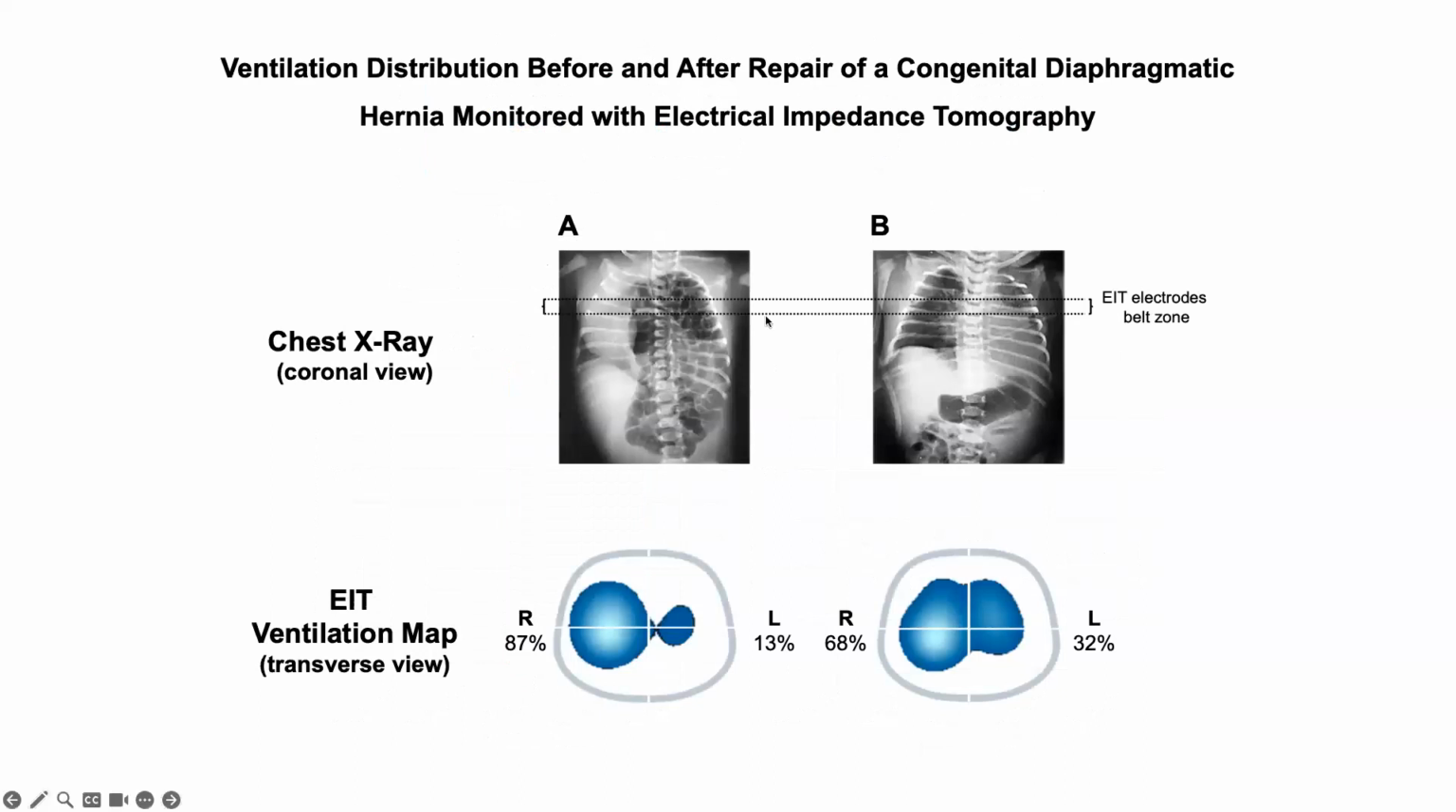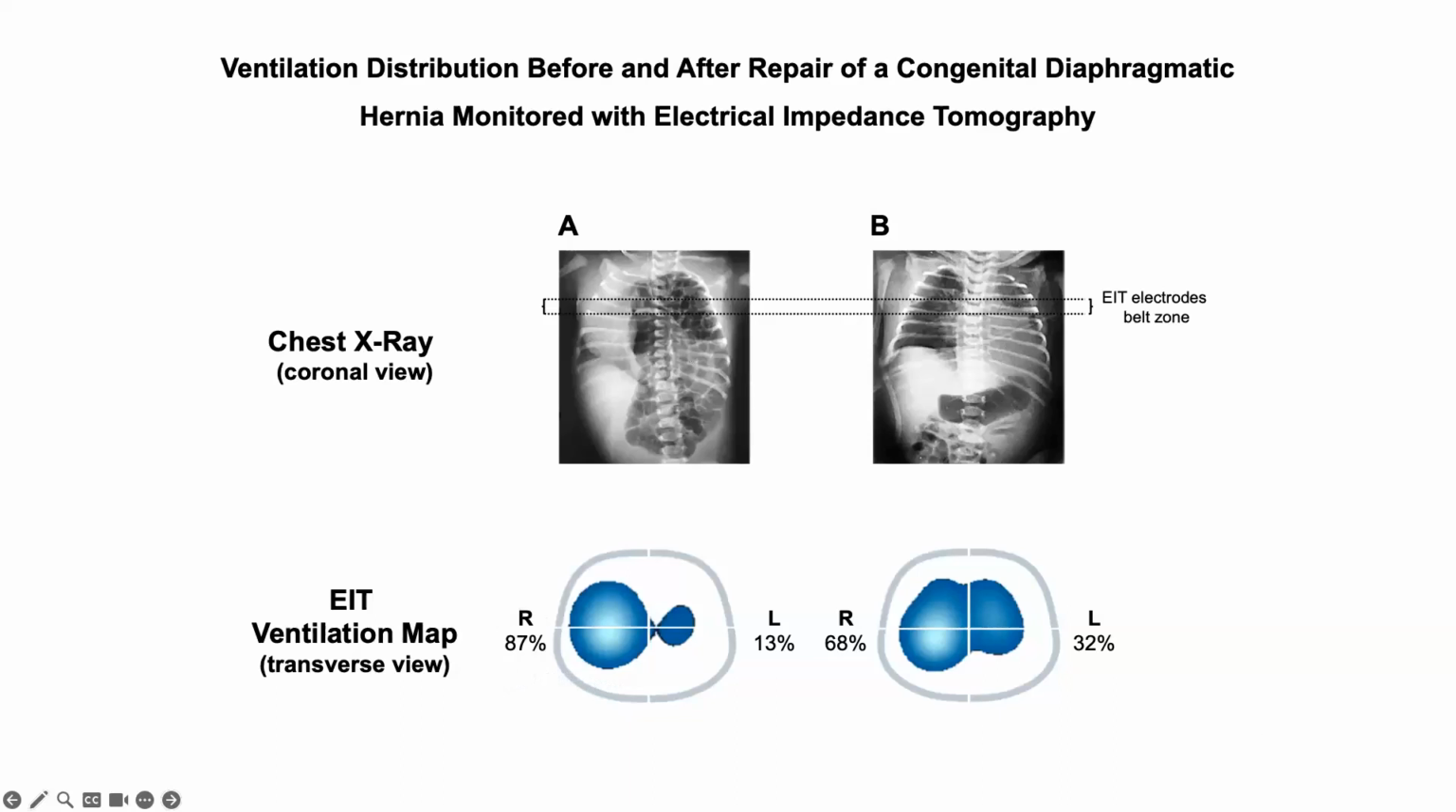We can also use EIT in neonatal and pediatric populations. This is a case of a 39-week gestation male infant that was admitted to our ICU. The chest X-ray revealed abdominal content in the left thorax, and we have a suggestion of a large hernia. And the EIT image is suggesting a heterogeneous ventilation distribution with about 90% of ventilation in the right side.